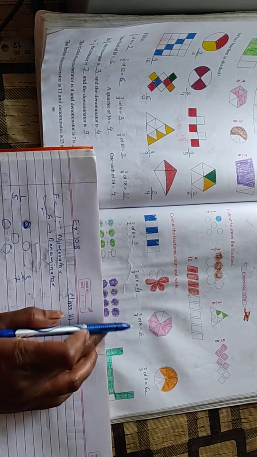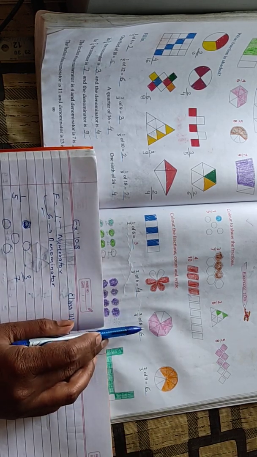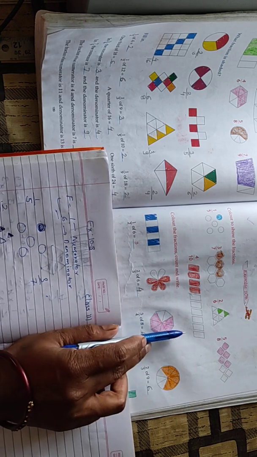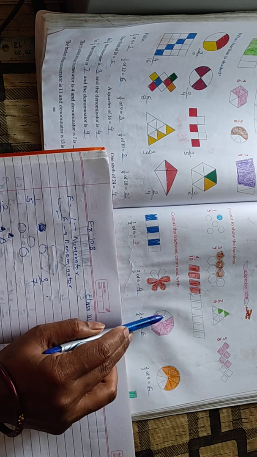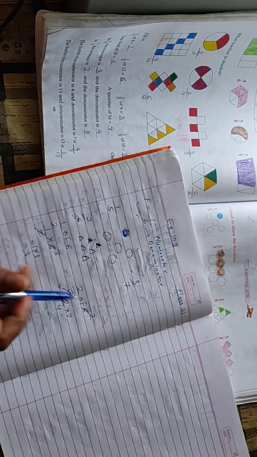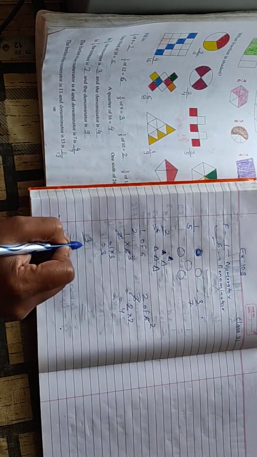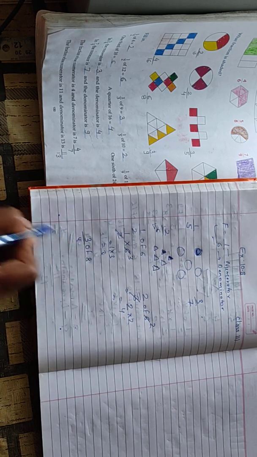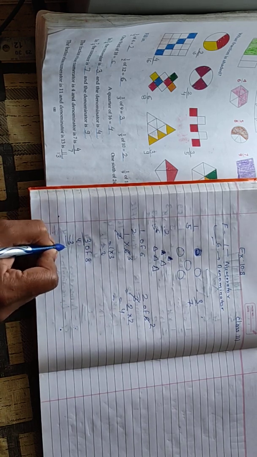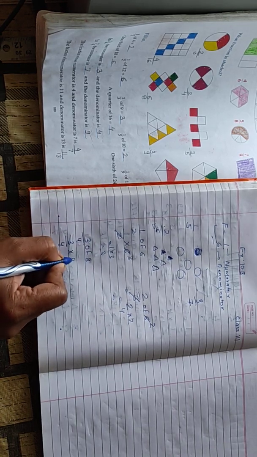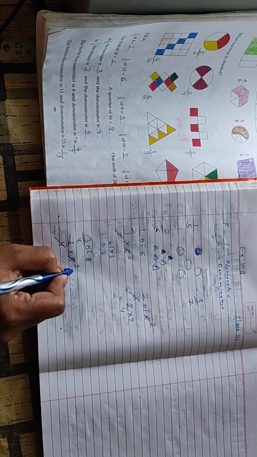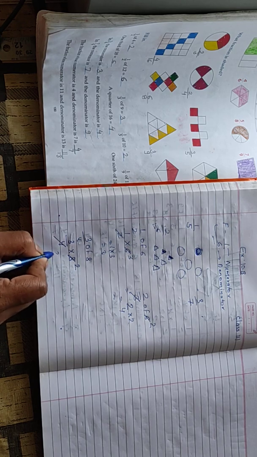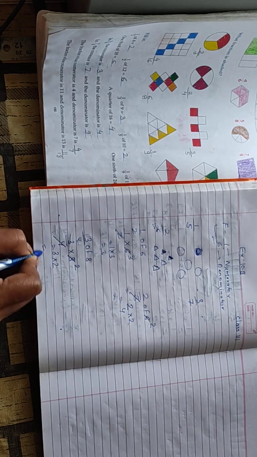Now same here, 3/4 of 8. Total how many parts are there? 1, 2, 3, 4, 5, 6, 7, 8. Total 8 parts are there. So 3/4 of 8. Now here 'of' means multiplication sign. So into 8. Now 8 in 4's table: 4 2s are 8. Now 3 into 2, 3 into 2 equal to 6.